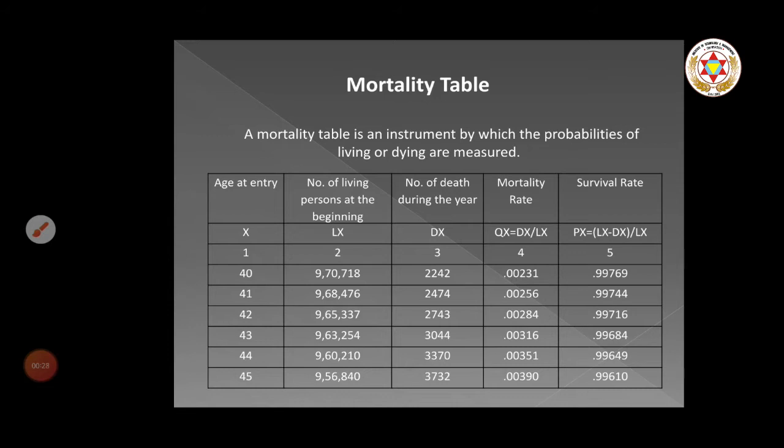So basically you can see in the slide, take an example. They have taken a particular year and they have calculated the data at certain particular ages, at the age of 40, 41, 42, 43, 44 and 45. This is the number of living persons at the beginning and the number of deaths during the year, and this is the mortality rate, this is the survival rate. So mortality rate is basically death rate. It's synonymous with death rate.